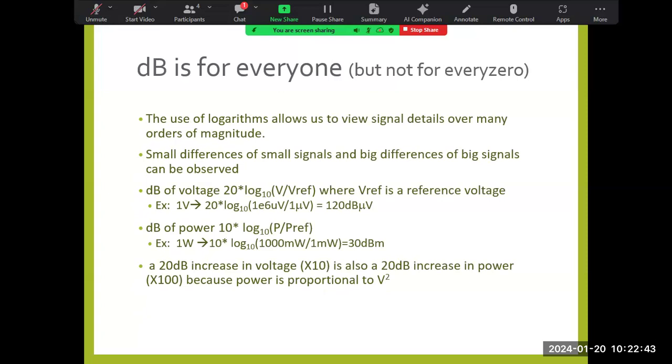Okay, so decibels. We always talk about decibels. We're using logarithms, so we can use big numbers and small numbers. So small differences of small signals and big differences of big signals. We're just saying, okay, so I can put everything because it goes like this.